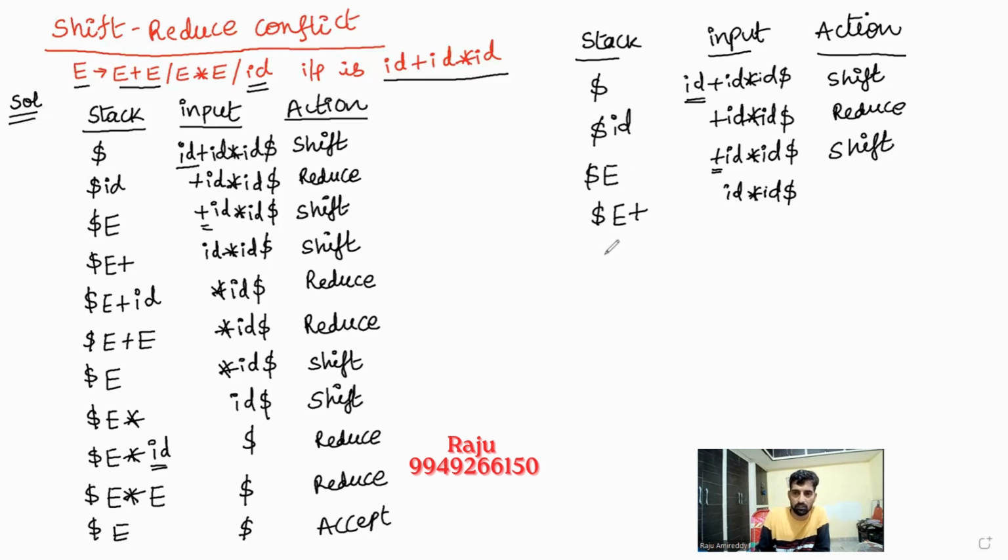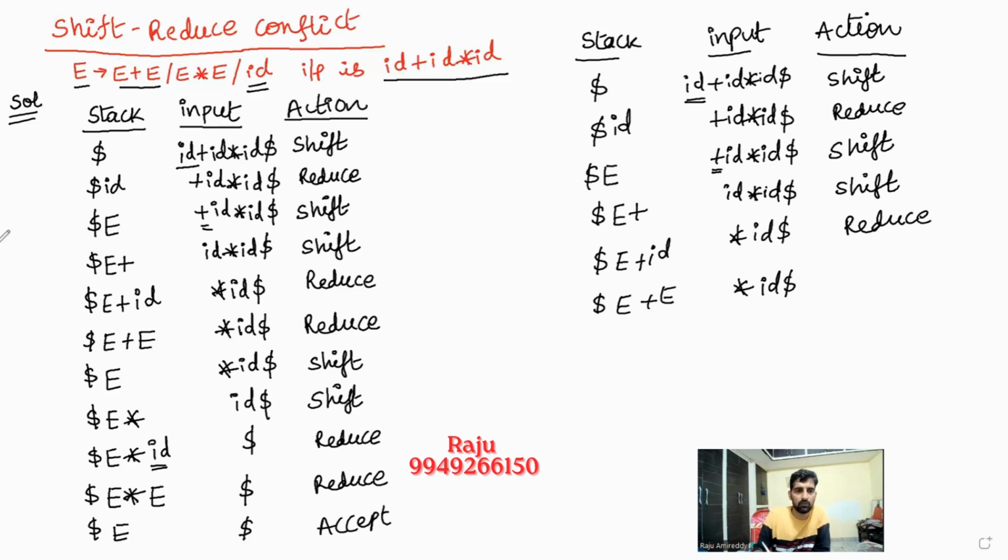Okay. So next one, dollar E plus, then we have ID. So this ID will be moved onto the stack. Star ID dollar. This is called as shift. Now dollar E plus. So this ID value is capital E again. Then star ID dollar. Now this ID will be replaced as E. This is called as reduce move.